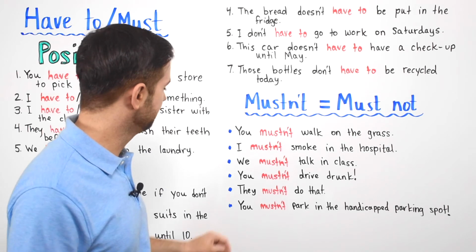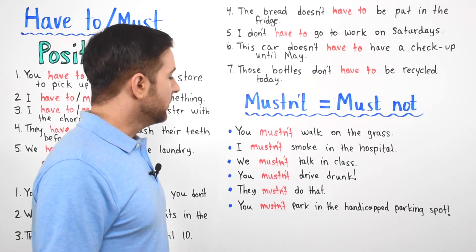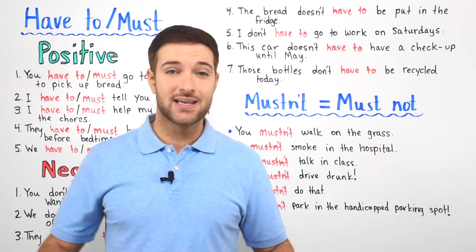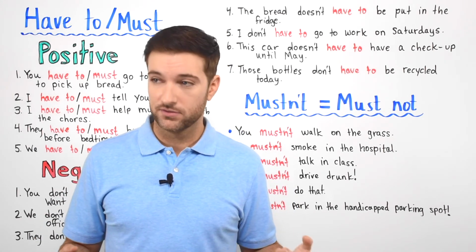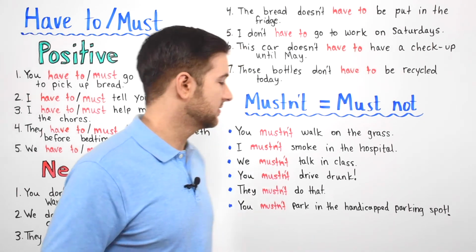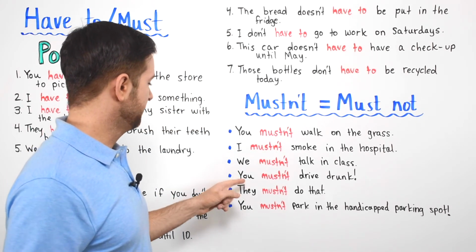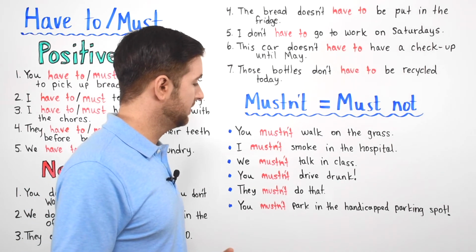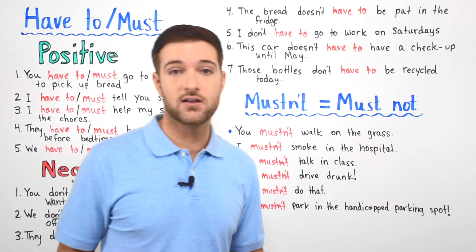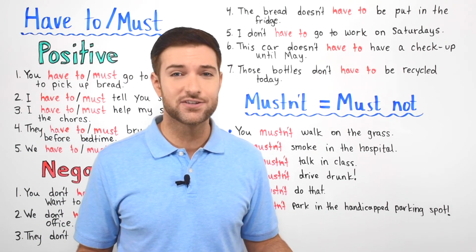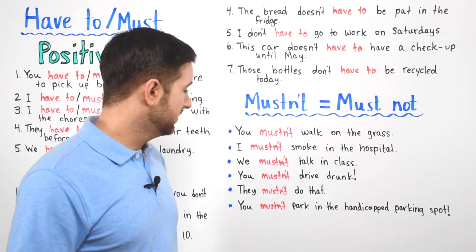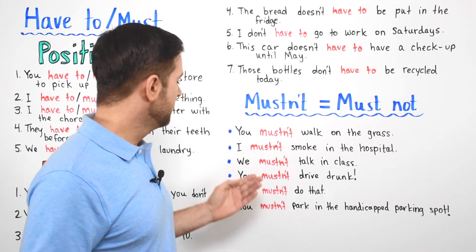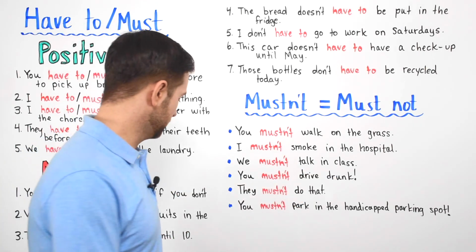hospitals, obviously. Number 3, we mustn't talk in class. Okay, so we mustn't talk in class. It's against school rules, okay, or the classroom rules. We mustn't talk in class. Okay, next one. You mustn't drive drunk. Okay, obviously that's very bad. It's against the law. It's against all the rules of any country. And morally, it's probably wrong. Yeah, morally, I'd say it's wrong. You mustn't drive drunk. It's forbidden.